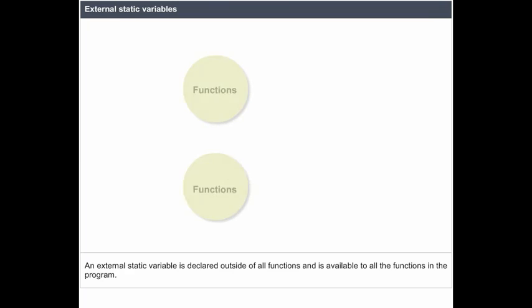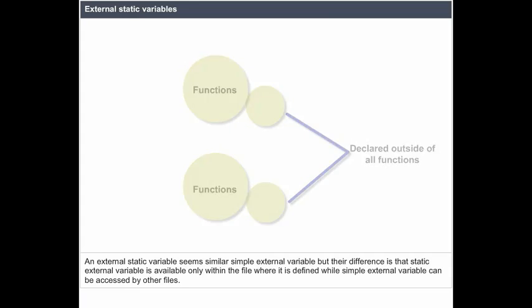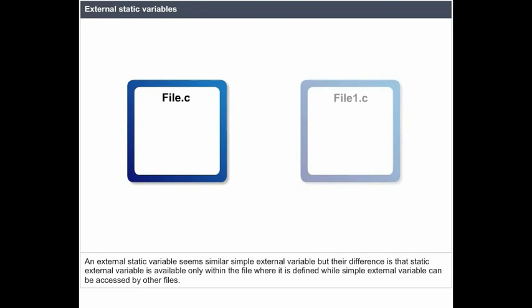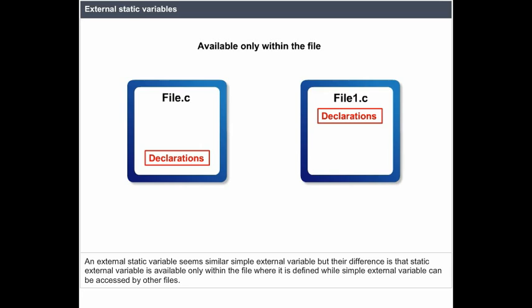External static variables. An external static variable is declared outside of all functions and is available to all the functions in the program. An external static variable seems similar to a simple external variable, but the difference is that a static external variable is available only in the file where it is defined, while a simple external variable can be accessed by other files.